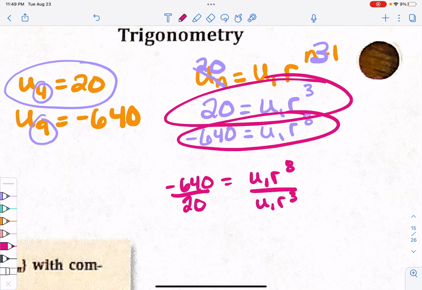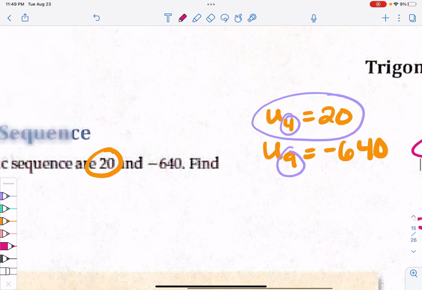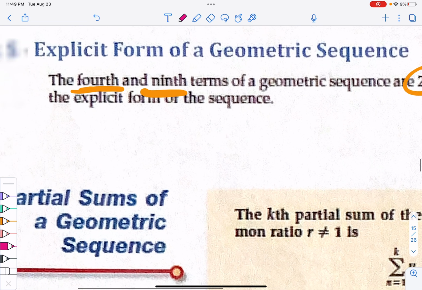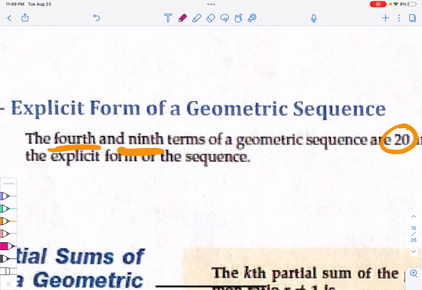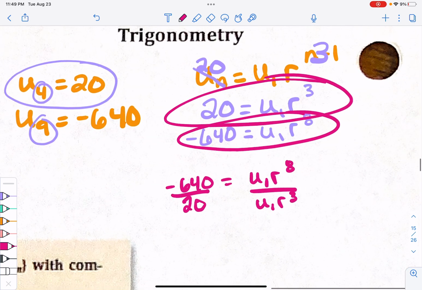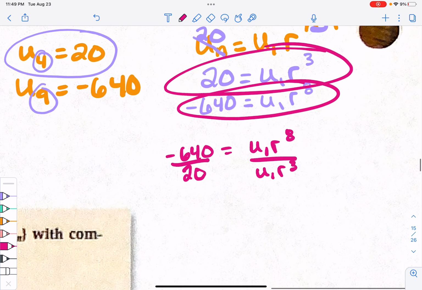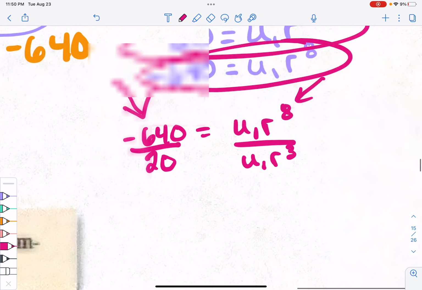This is the weird part. You put the last term over top of the first term, and you make it into a fraction. We've done this before, when we were doing arithmetic sequences, when we had like the 4th and the 9th term. But in an arithmetic sequence, your common difference is like a slope, so you could just do y2 minus y1 over x2 minus x1. This one, you're multiplying by something each time, so we have to divide. We're making it into a fraction, dividing to figure out what that common ratio is.